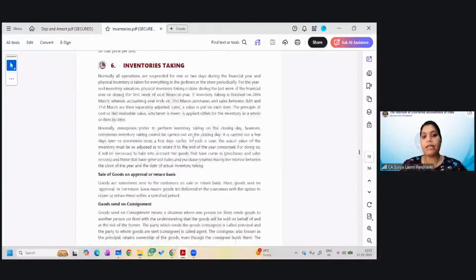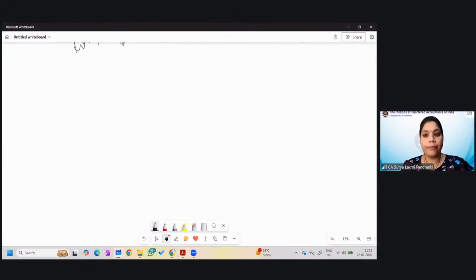And the last topic that is left in inventories is inventory taking. Yeah. So what is this inventory taking? We'll discuss that first and then move to the problems. If you remember, I told you about the two inventory systems: one is perpetual and the other one is periodic.